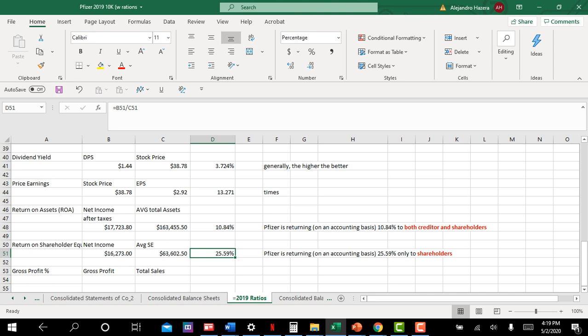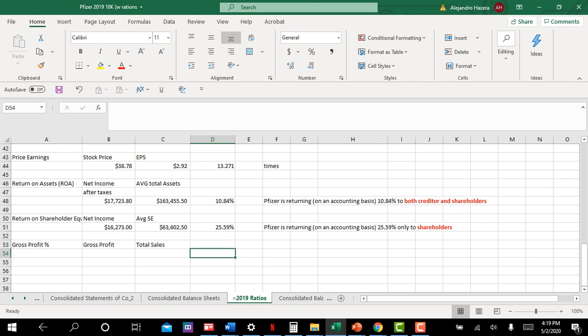Once again, these are used to make general comparisons with other companies in the industry, which we'll do when we look at Merck. I'm telegraphing a little bit here.